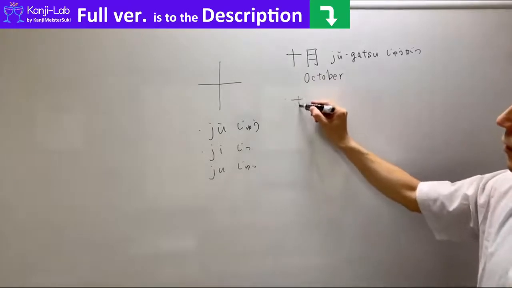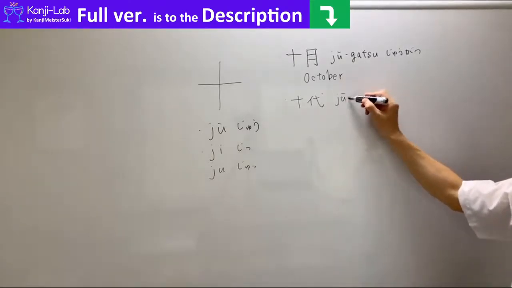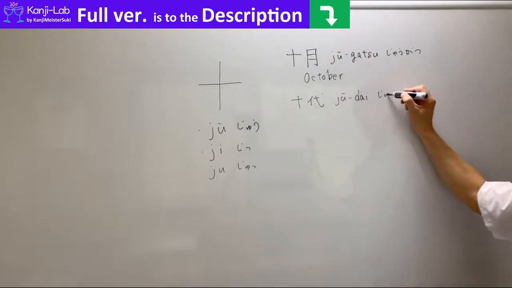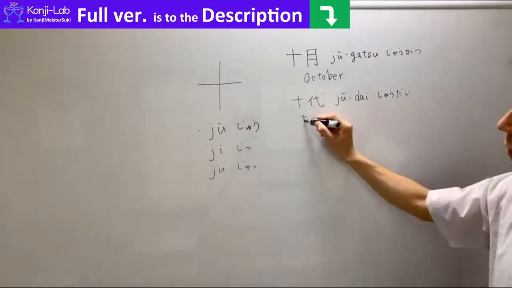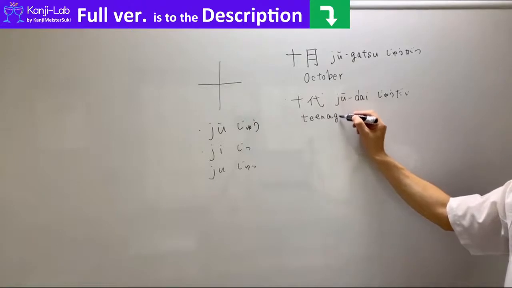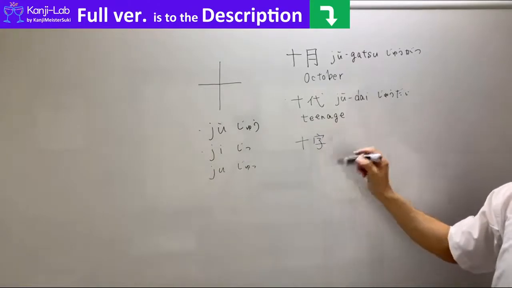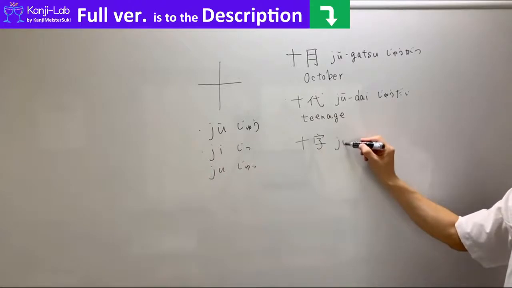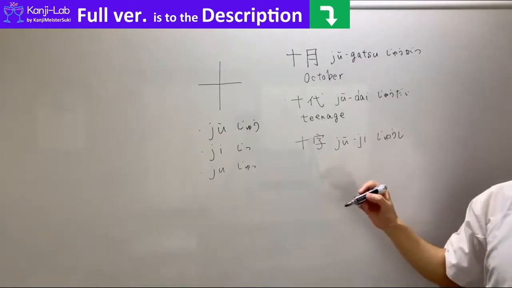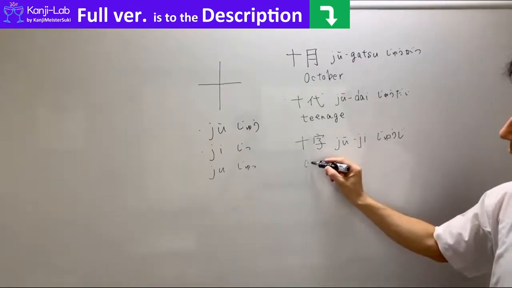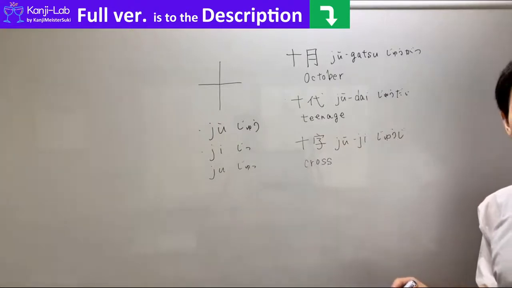Next. Judai. Judai means teenage. Next. Juji. Juji means cross. And so on.